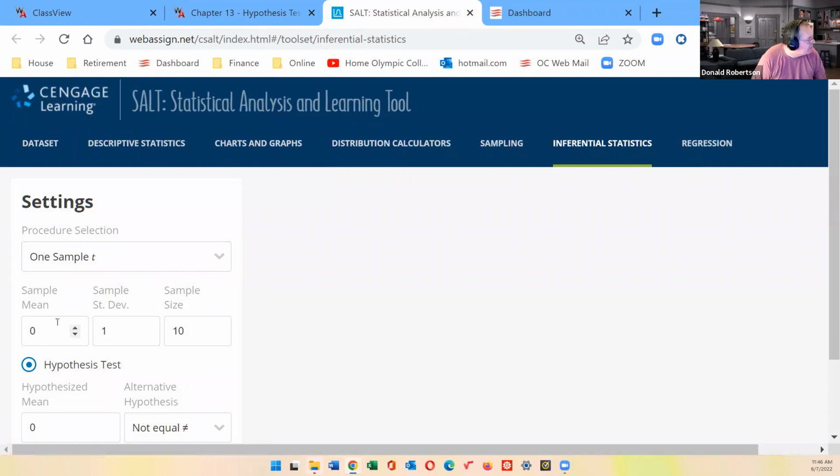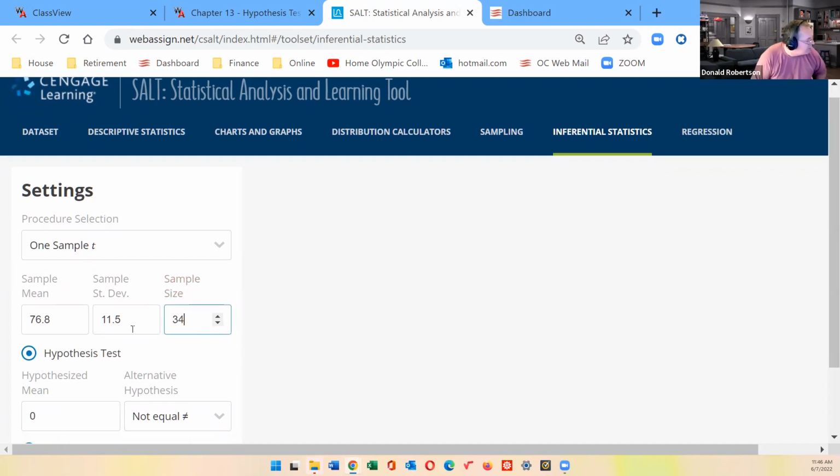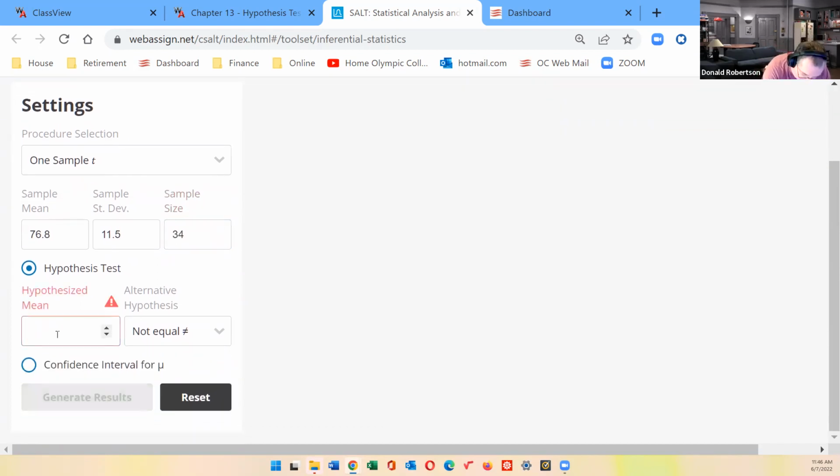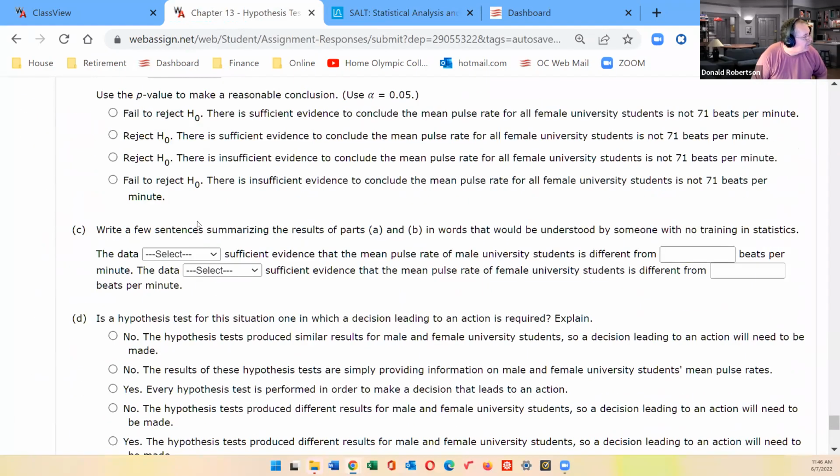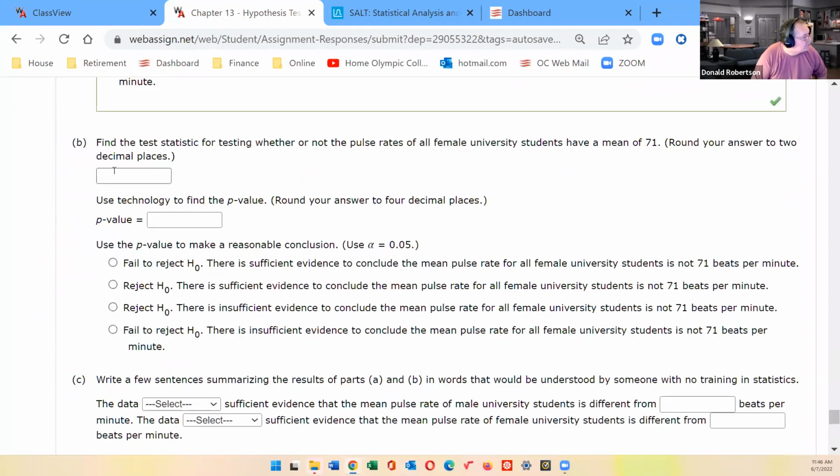We'll make this mean 34. And standard deviation 11.5. And the sample size, oops, got them mixed up. This guy is 76.8. And it's the sample size that was 34. And this is still going to be 71. And we're still trying to prove it's not equal to, so I'll generate the results. That's much more interesting. A T statistic for the females goes here.